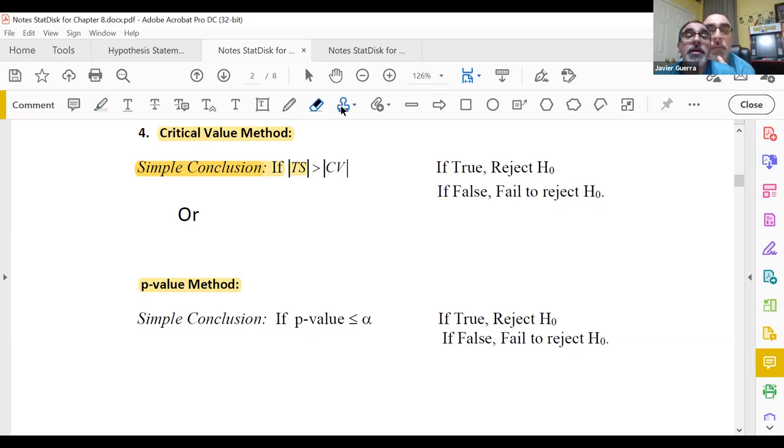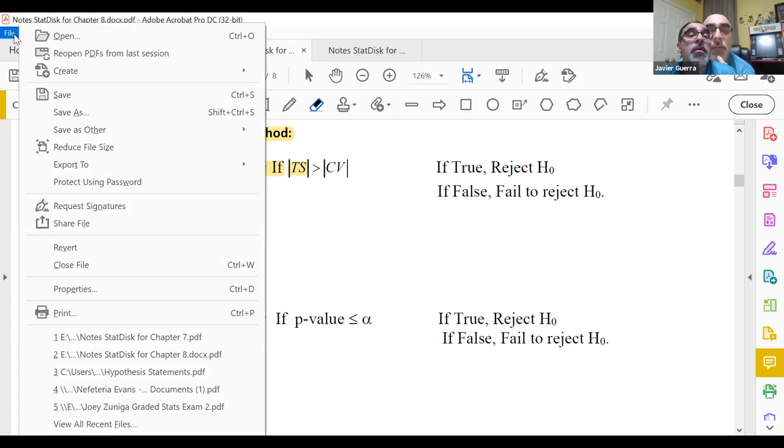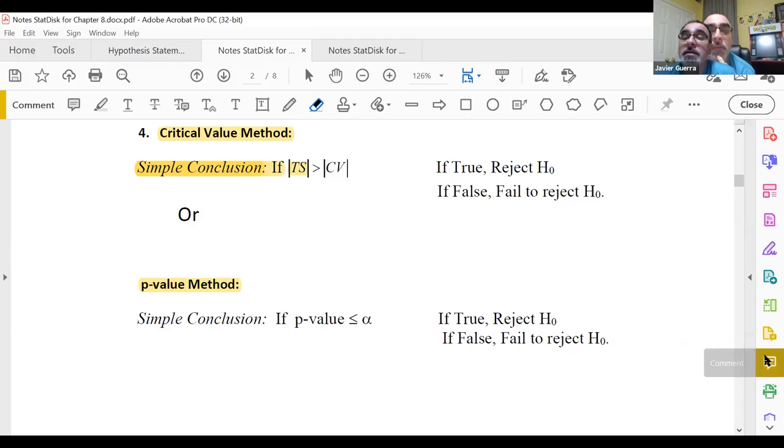Stop letting me erase. Okay, I don't know why it's acting stupid. Why the heck is it not working?